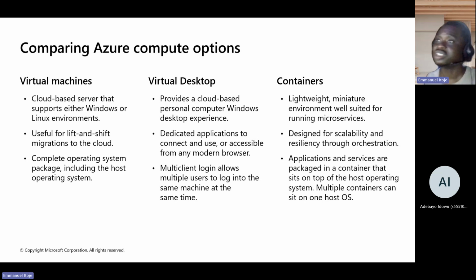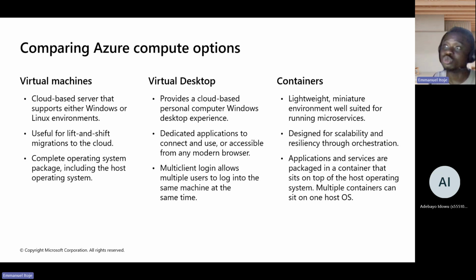Now, virtual machines are useful for lift and shift migration to the cloud. Let's say in your on-prem environment, you have some virtual machines, some applications. You felt like, oh, the cost of running our on-prem infrastructure is much, the cooling system, running a generator 24 hours and all that.